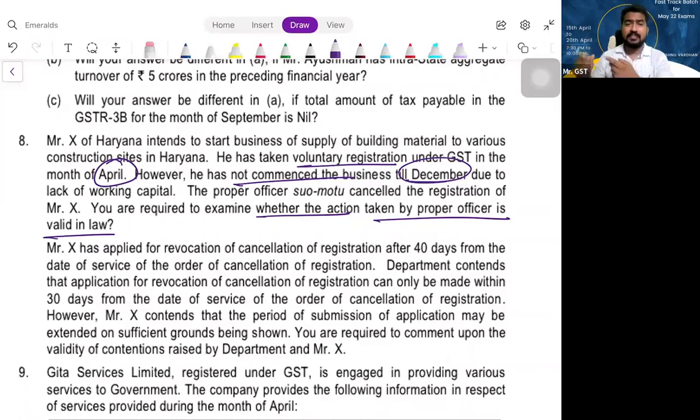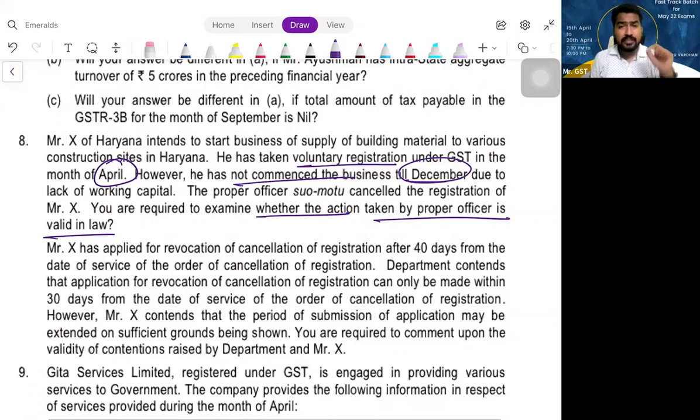But there are again different cases where there is a suo moto cancellation by the proper officer: if you are not filing the returns, if you are going against anti-profiteering measures, or raising fake invoices without actually making any supply, violation of Rule 86B, 10A. So the point here is, if at all you have taken a voluntary registration and not commenced the business within 6 months, the law has given power to the proper officer to go and make a suo moto cancellation of the registration.